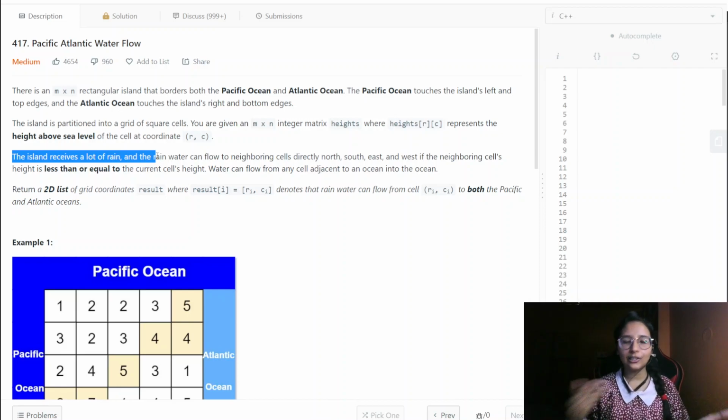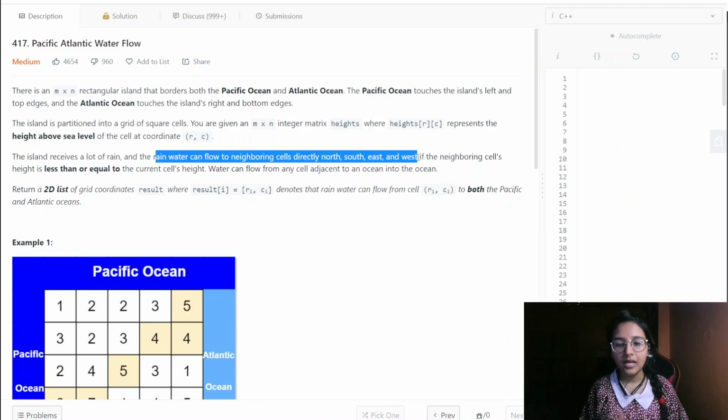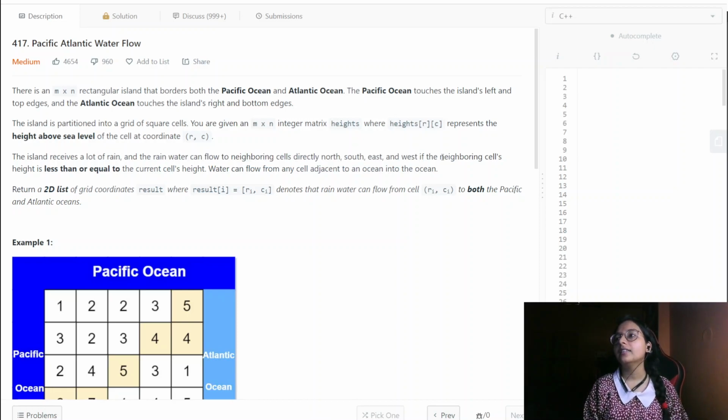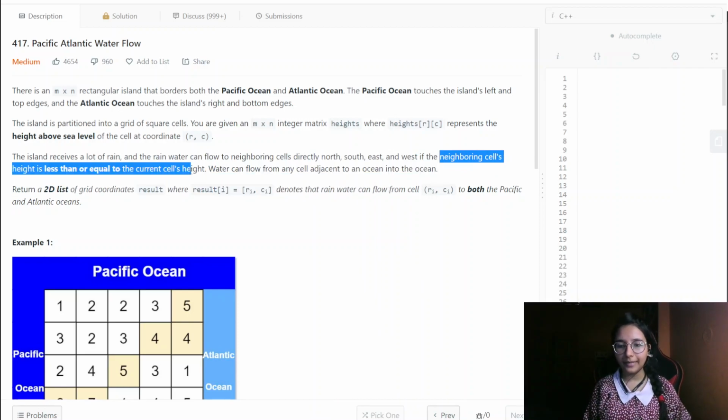Then the island receives a lot of rainfall. So basically this is just a story. They want to say that the rainwater can flow to neighboring cells in the directions north, south, east, and west. So it could go in all four directions but not diagonally. And the water can only flow if the height of the neighboring cell is less than or equal to the current cell, because this is obvious from where water flows.